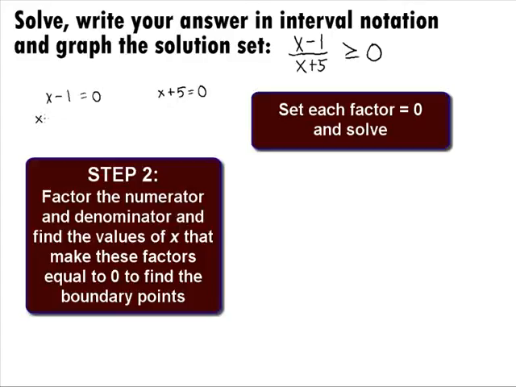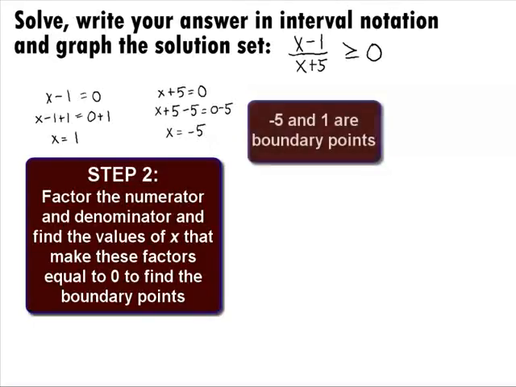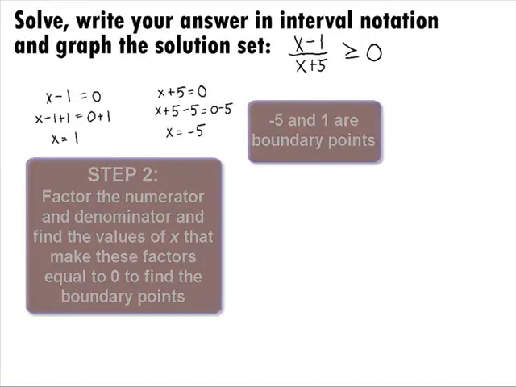Doing the inverse operation of adding 1 to both sides, we get x minus 1 plus 1 equals 0 plus 1, which simplifies to x equals 1. Doing the inverse operation of subtracting 5 from both sides, we get x plus 5 minus 5 equals 0 minus 5, which simplifies to x equals negative 5. So it looks like we have two boundary points, negative 5 and 1.